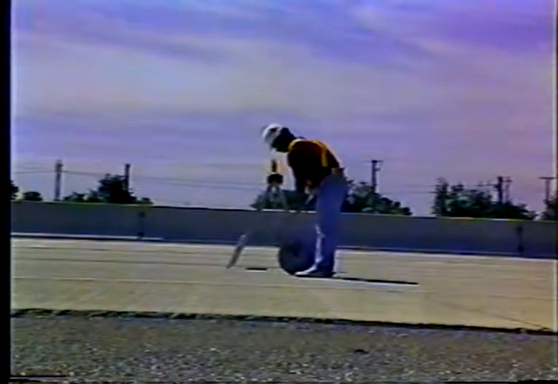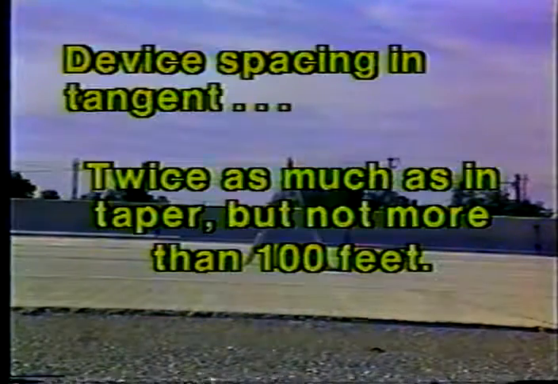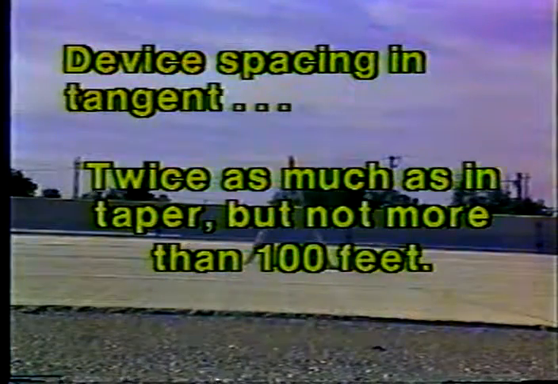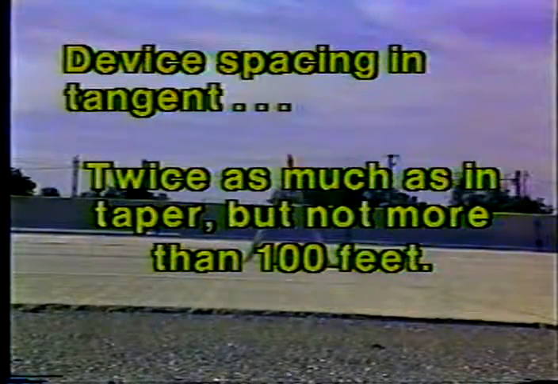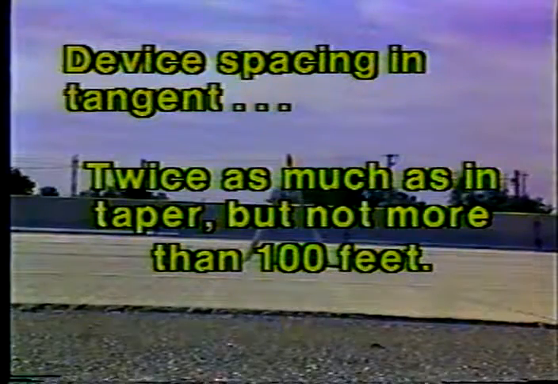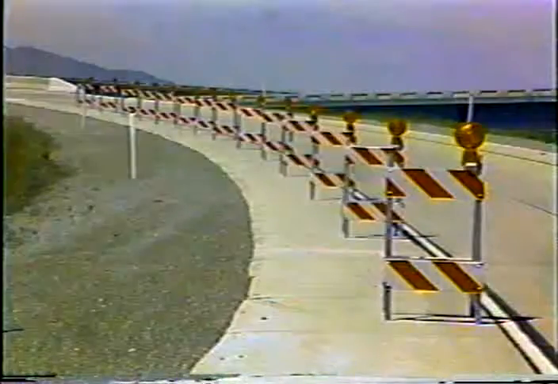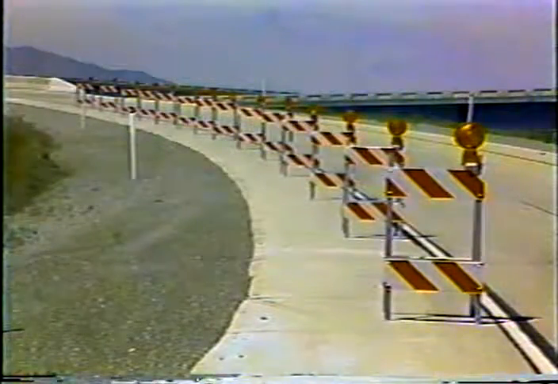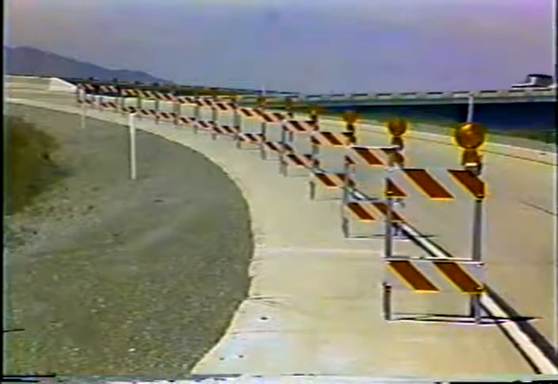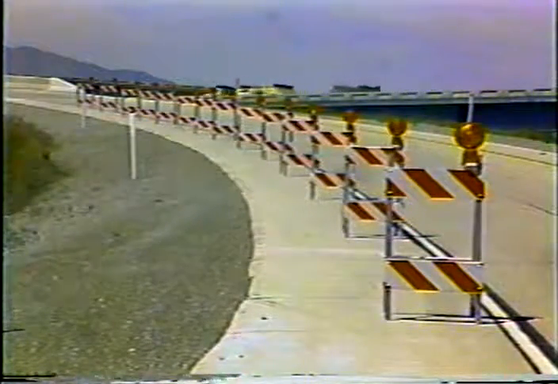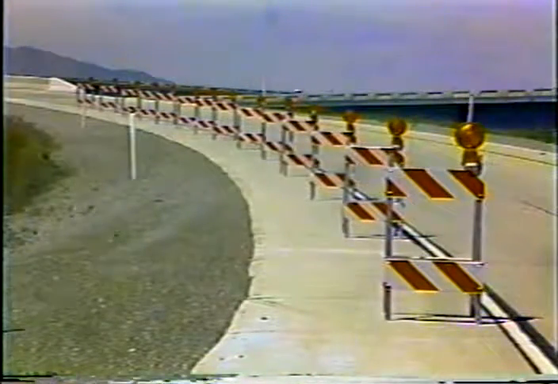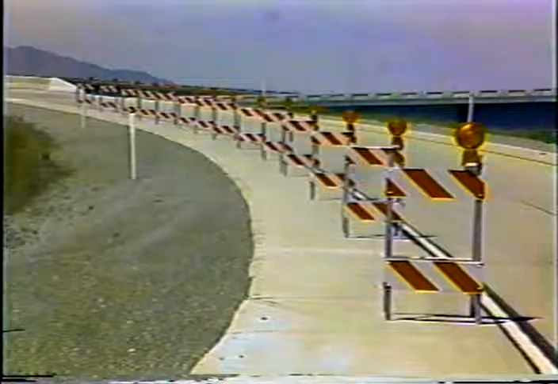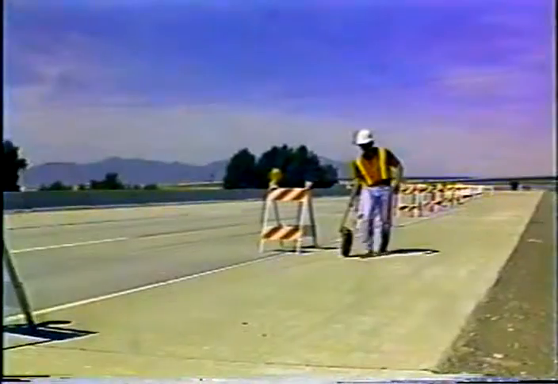In the tangent section of a lane closure, the space between devices can be increased. Typical spacing is twice that used in the taper, but as a rule not more than 100 feet, even on high-speed roadways. To improve delineation around curves or in areas where existing pavement markings are left intact, you may want the contractor to use a tighter spacing of devices. That will provide more of that positive guidance we discussed in Part 1.